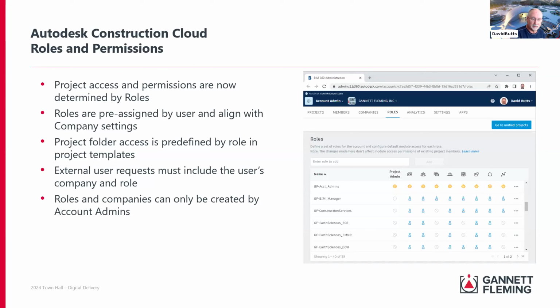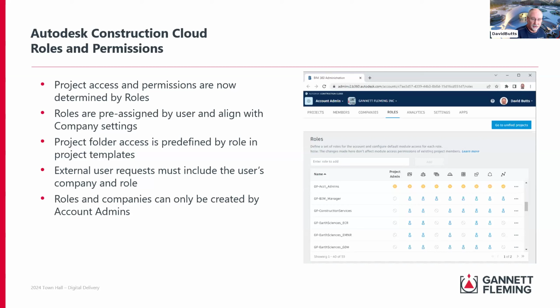You can set up a role for them and say, okay, instead of it being a Gannett Fleming BIM manager, it could be a Wade Trim BIM manager, right? It could be somebody that has that specific role, but they don't have project admin access. And so if you work with somebody on a regular basis, you might want to set that role up for them using your account admin credentials to define that role for somebody who's going to be accessing your site.